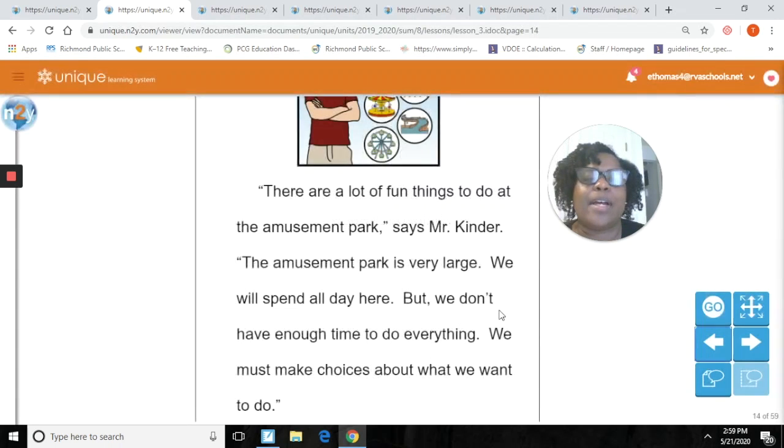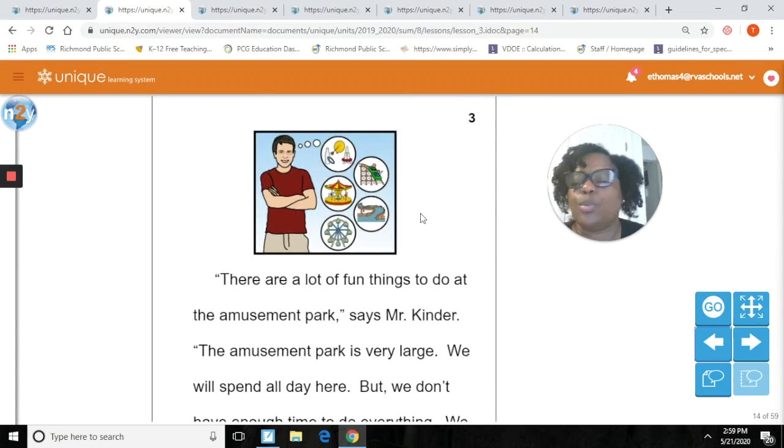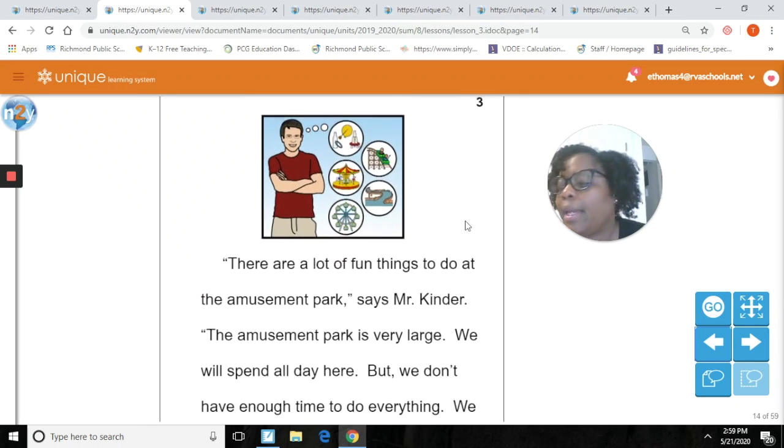Let's go back. I think I have a question for you on this page. So now you know that there are different rides and games you can do at the amusement park, all right? So the Kinder family might choose from different games and rides at the amusement park. I need to make sure I reiterate that point because I want you to remember our objective, okay? And that we have to remember what the Kinder family chose to do at the amusement park, all right?